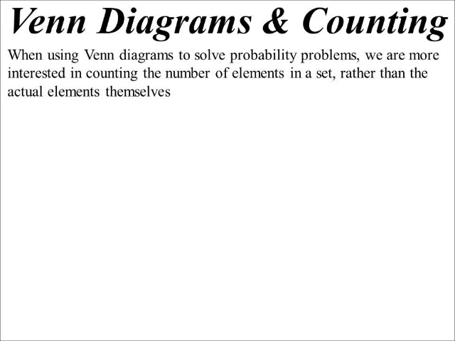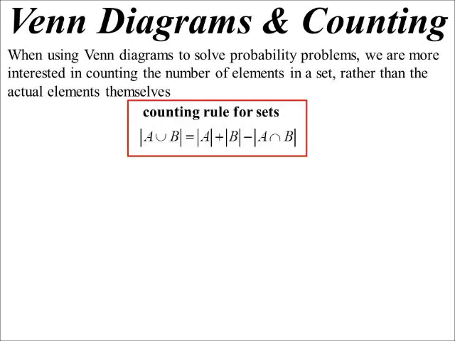Okay, so how can we use these Venn diagrams to help us with counting how many objects are in sample spaces and things like that? Here's a basic rule. The number of elements in A union B would be the number in A plus the number in B, but you would take away the number in the intersection, because you would be double counting those, as they're in both A and B. It's actually very similar to a rule you might remember from probability. It's basically the same thing.